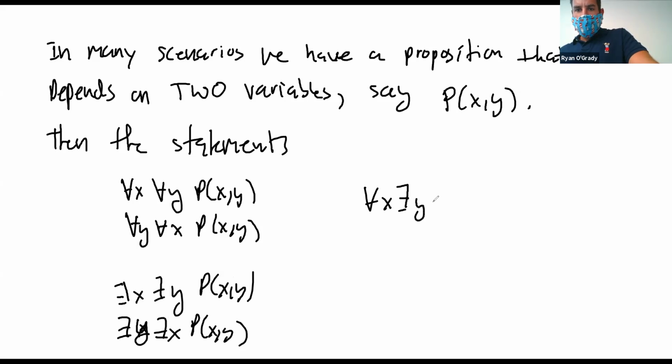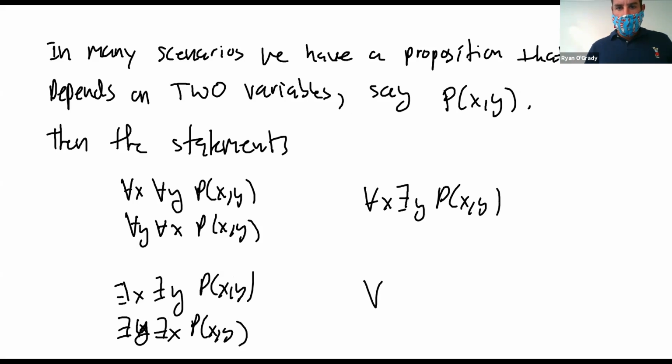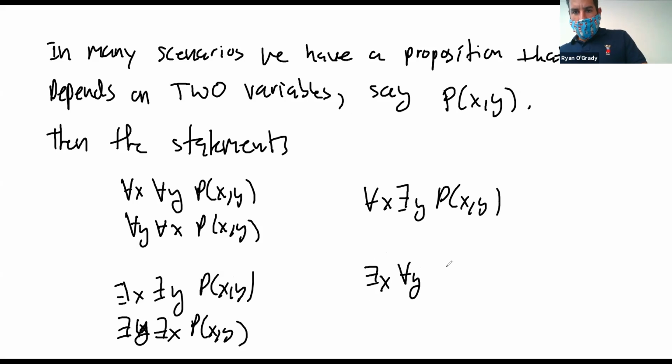And then the two that would come in the middle are the ones we just did: for all X, there exists Y. And then the opposite of that is there exists X such that for all Y, P of X, Y.